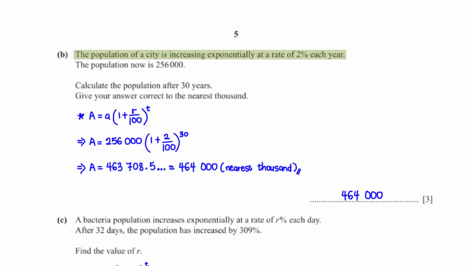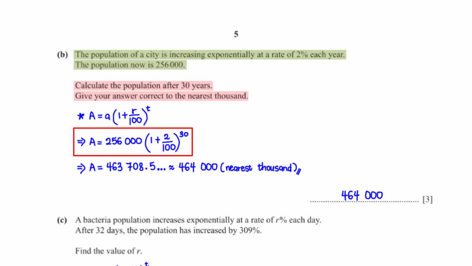The population of a city is increasing exponentially at a rate of 2% each year. The population now is 256,000. Calculate the population after 30 years. Give your answer correct to the nearest thousand. In this case, we need to apply the compound or exponential formula. Big A represents the final value of the population, which is what we are finding. Small a represents the initial value of the population, which has been given as 256,000. The annual rate R is 2% and T is 30 years.